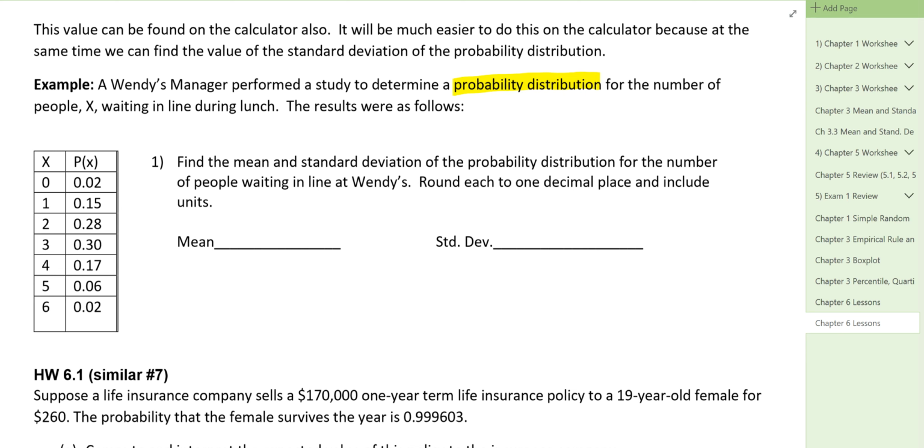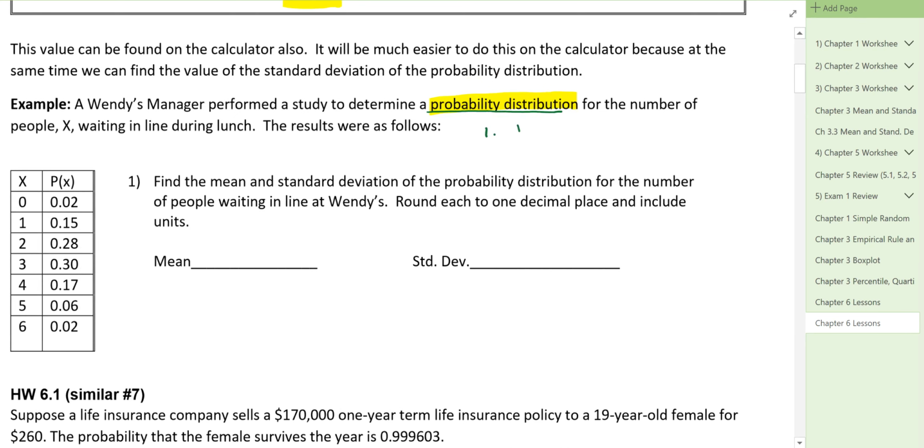A Wendy's manager performed a study to determine a probability distribution for the number of people waiting in line during lunch, and the results were as follows. Before we move on with finding the mean and standard deviation, let's talk about some requirements for being a probability distribution.